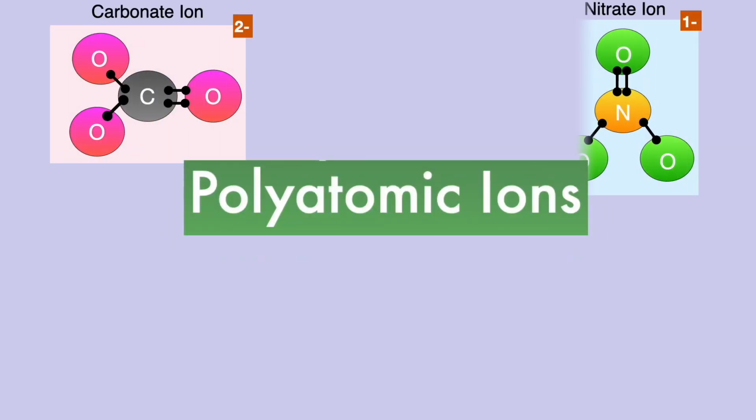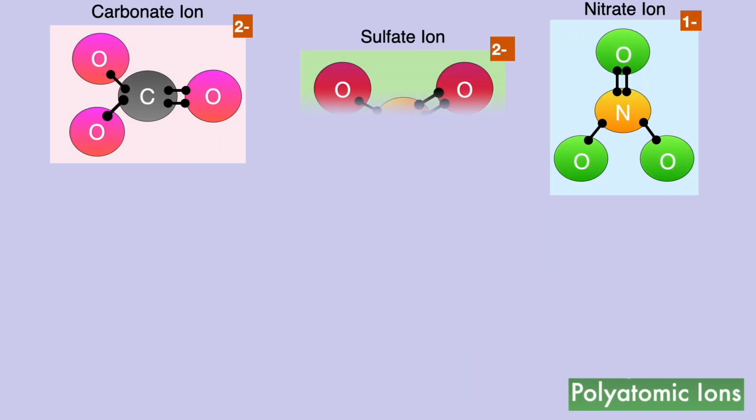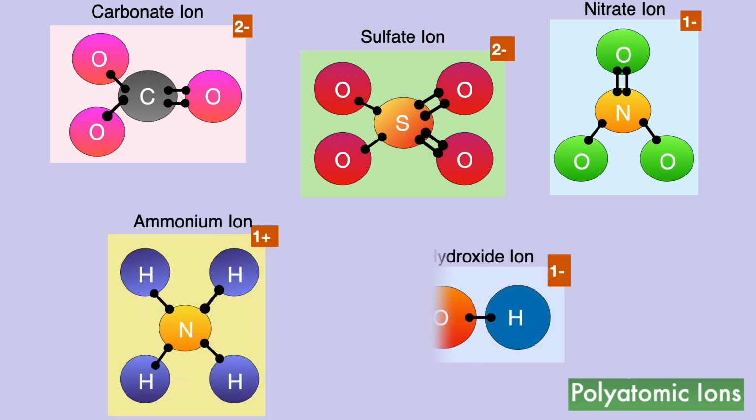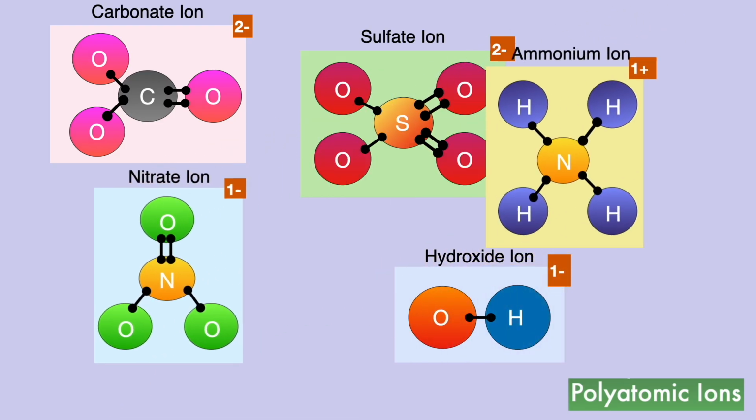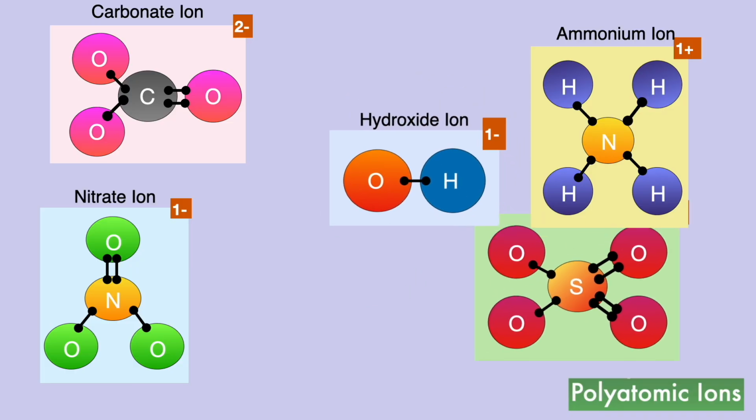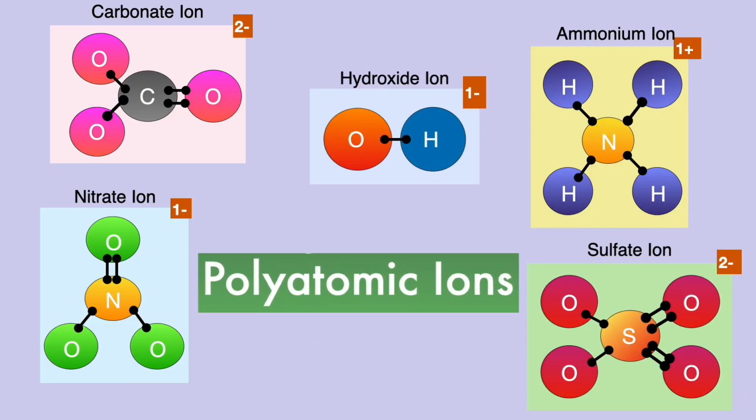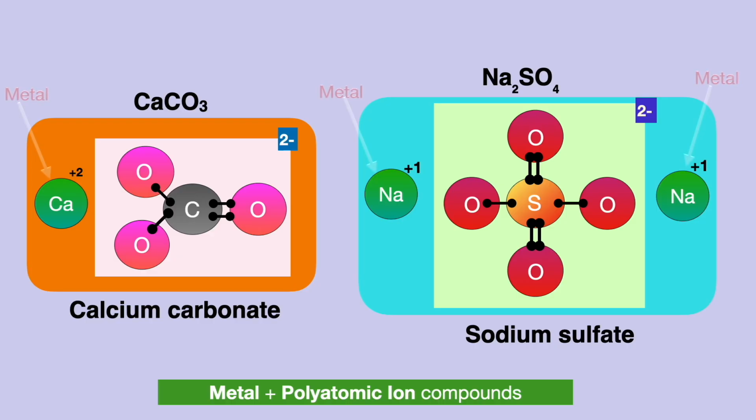Polyatomic ions like carbonate, sulfate, nitrate, nitrite, and ammonium are essential building blocks of a wide range of ionic compounds. They drive fascinating chemical interactions critical to chemistry and everyday life. They generally pair with metals to form ionic compounds.